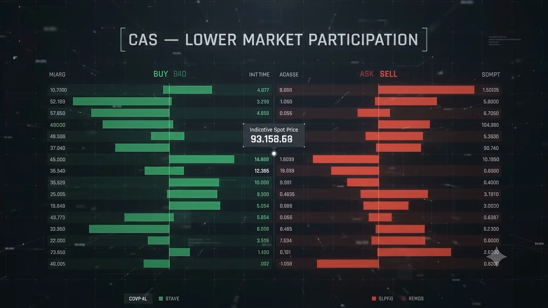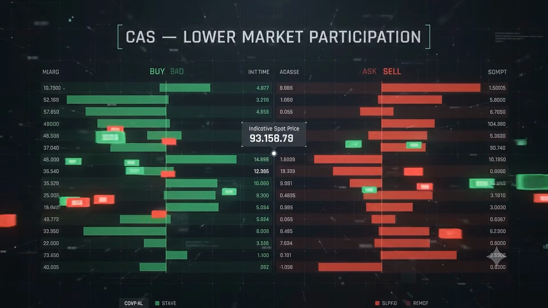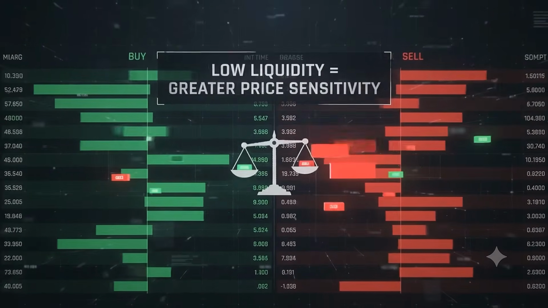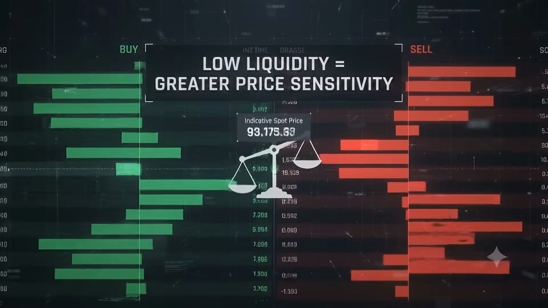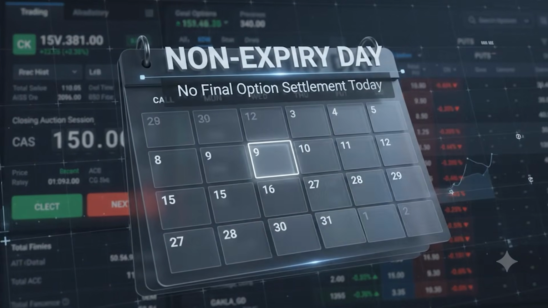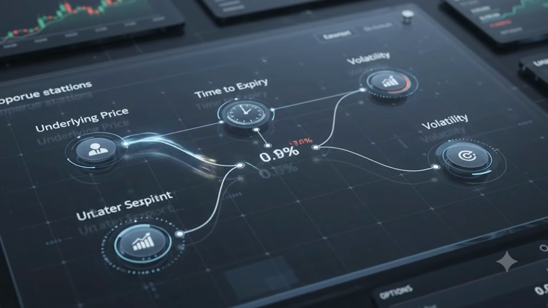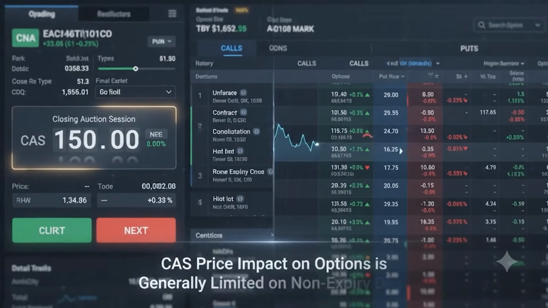Let's understand how. Since during the CAS or the auction session the trading volumes are very low, a few players can manipulate the settlement or the closing price. Now, how does it affect you as an option trader? Mostly during non-expiry days, this should not affect you. We've seen that in the data and in the option prices. We know that the settlement price or the closing price on a non-expiry day will not affect your option prices much. But when do they affect you?